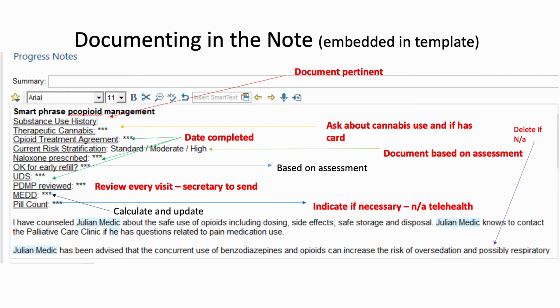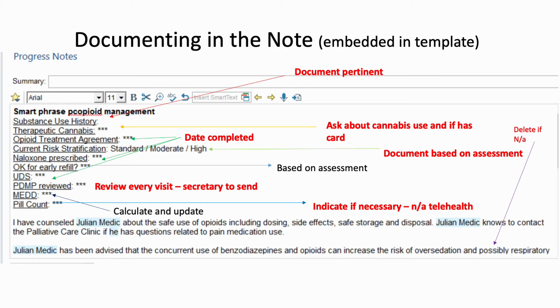In the note template, you will see opioid management guidelines, and if it's not there, the smart phrase is .pc opioid. First thing is substance use history, and I will document pertinent things, past history of cocaine, current history of illicit fentanyl use, daily methamphetamine use.